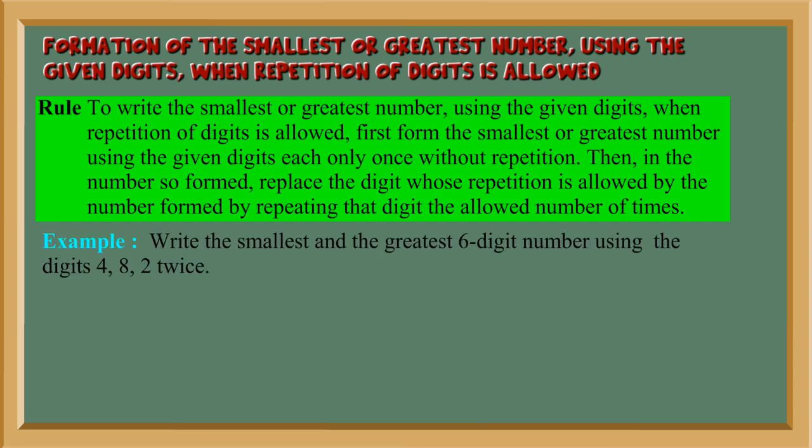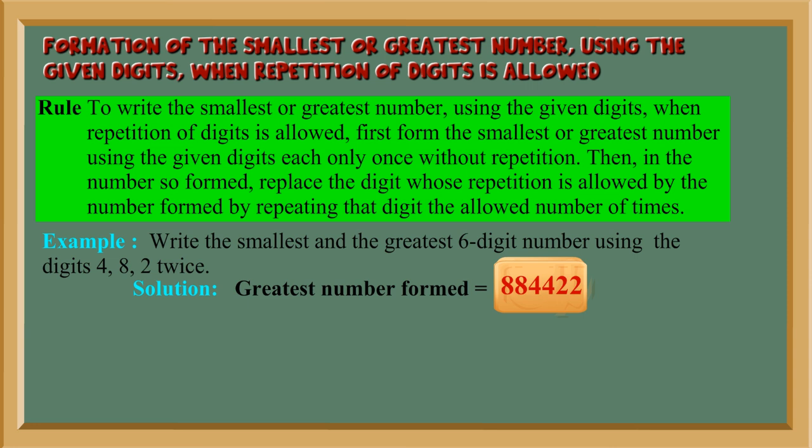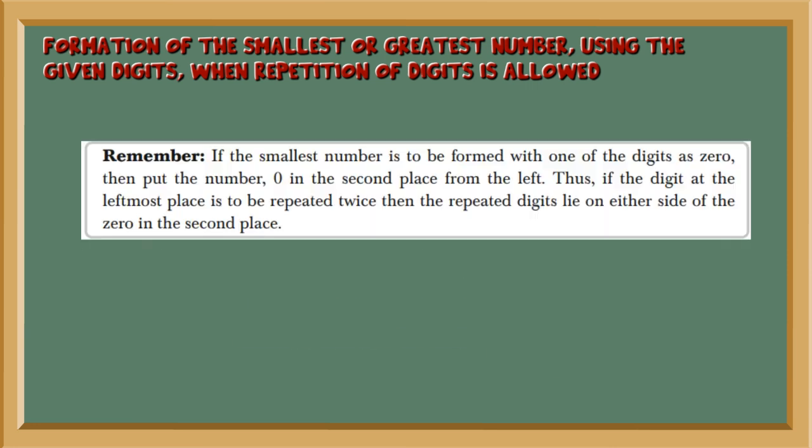Example: Write the smallest and the greatest 6-digit number using the digits 4, 8, 2 twice. Solution: Greatest number formed: 884422. Smallest number formed: 224488.